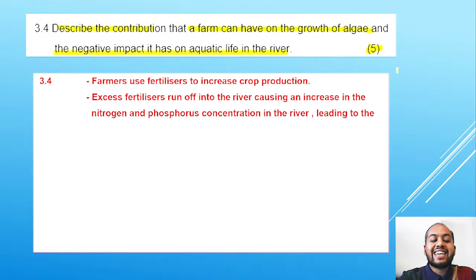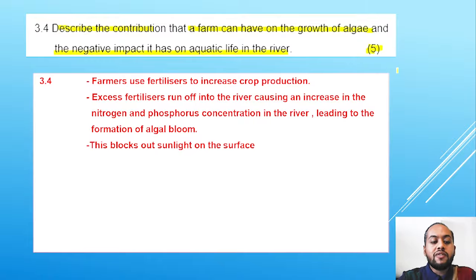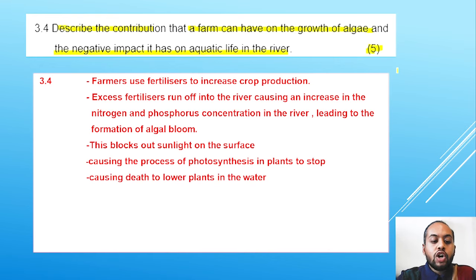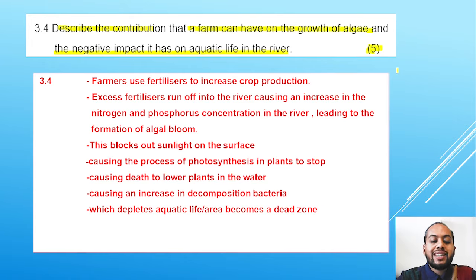causing an increase in the nitrogen and phosphorus concentration in the river, which leads to the formation of algal bloom. This blocks out sunlight on the surface, causing the process of photosynthesis in plants to slow down, causing the death of lower plants in the water, causing an increase in decomposition bacteria, which depletes aquatic life. So the fish are going to die out in the water, and the entire area is going to become a dead zone. Please make sure you are able to describe the process of eutrophication. This was a 5-mark question, so therefore 5 correct points to get 5 marks.